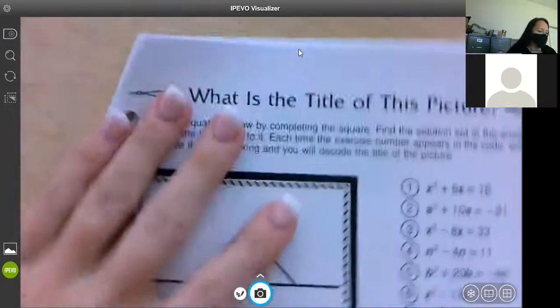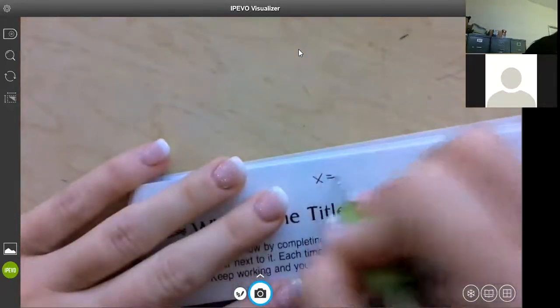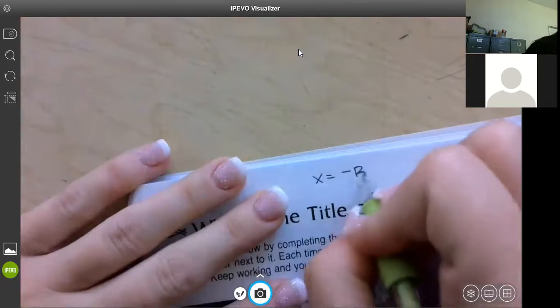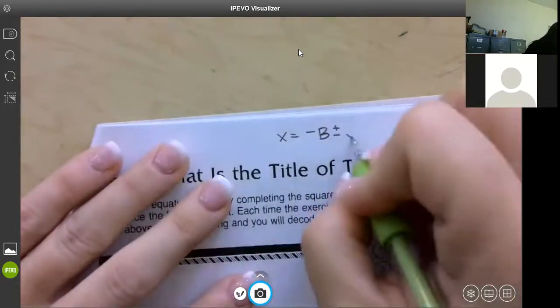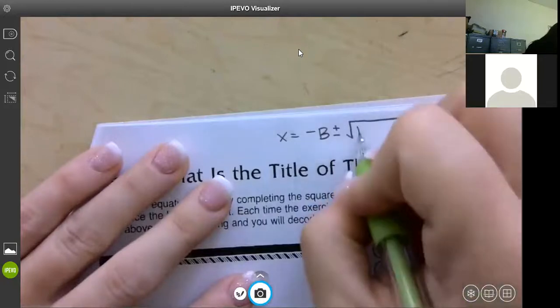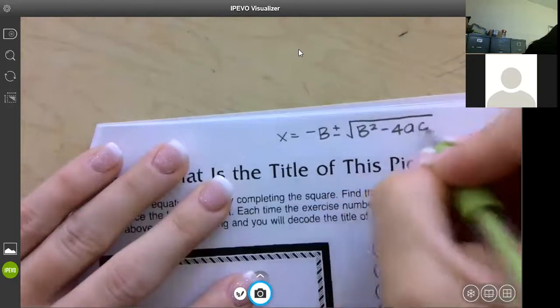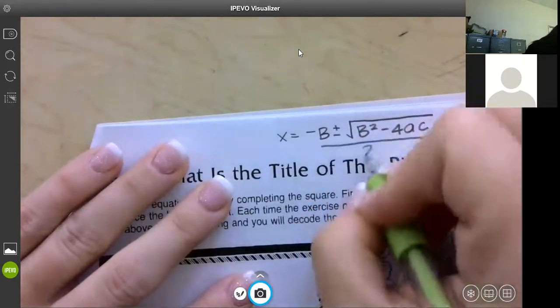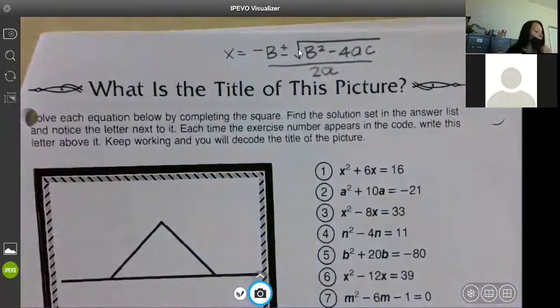And we're going to talk about the quadratic formula, and I want you to put this formula on your page. X equals negative b plus or minus the square root of b squared minus 4ac all over 2 times a. And again, I'll explain where everything's coming from. Just write the formula down for just a second.